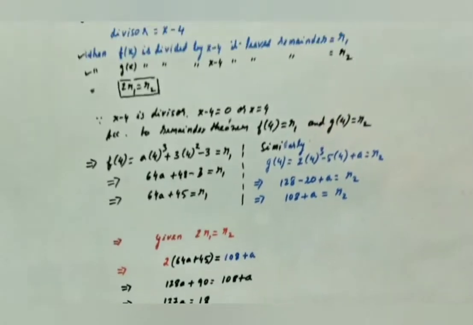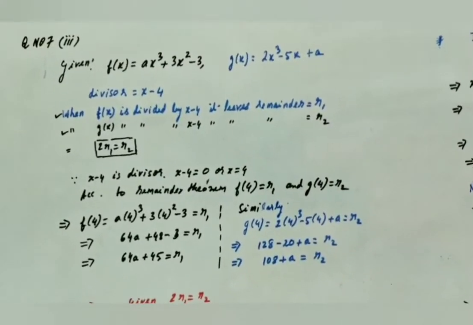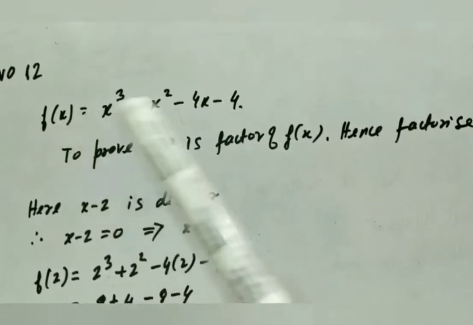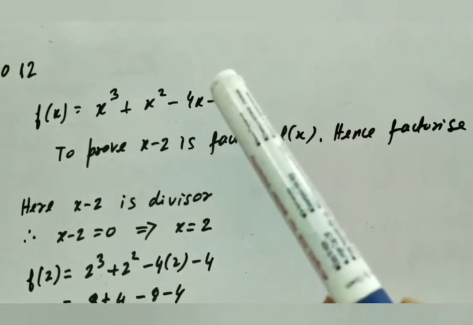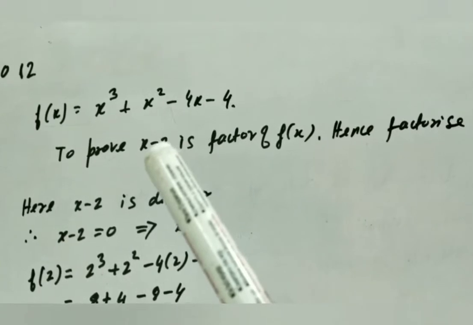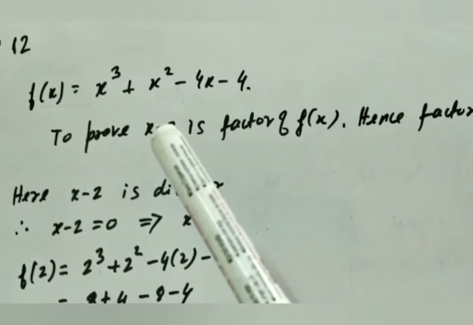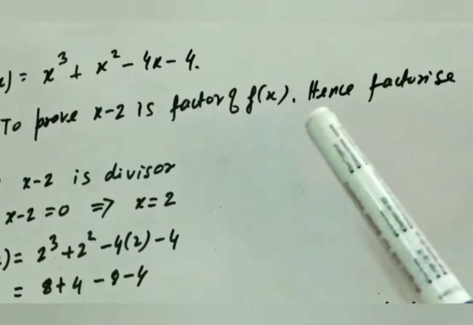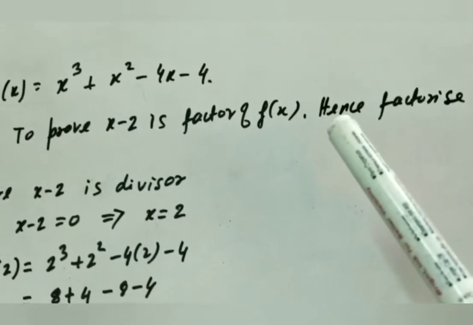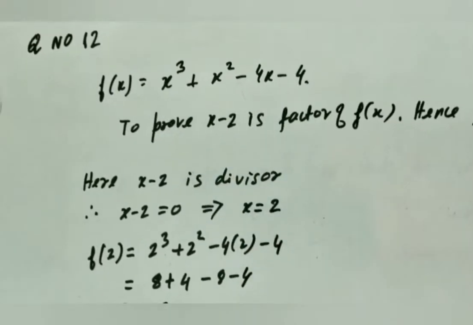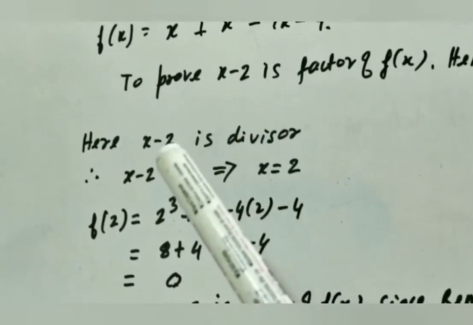This is question number 7, third from your book. Now this is another question. They have given a polynomial and one of the factors. In fact, they have not given it, you have to prove that x minus 2 is a factor of f(x). And hence, this word hence is very important. You have to use this x minus 2 as a factor to factorize the polynomial. First, we have to prove it.